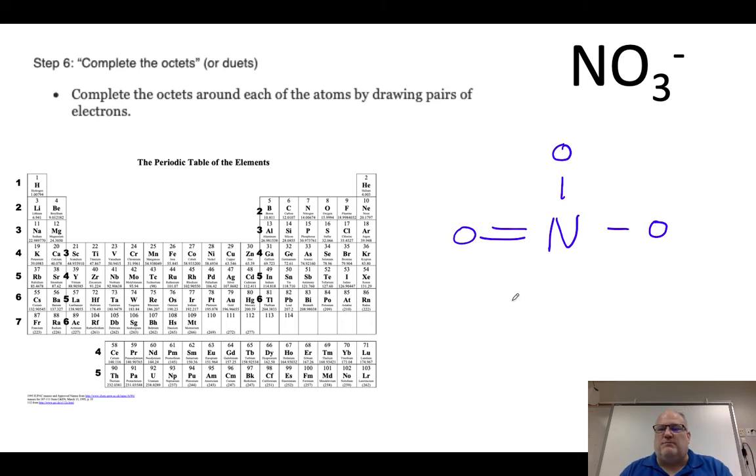We call it the toddler principle of ownership. Even though it's sharing these 2 electrons, every single time it writes a bond, it actually claims ownership of them. So this nitrogen in the middle is pretty happy because it has 8 valence electrons.